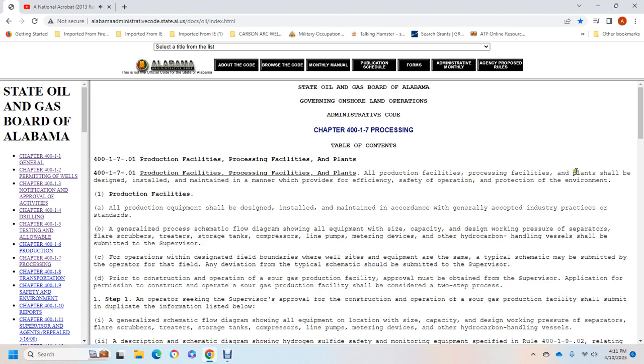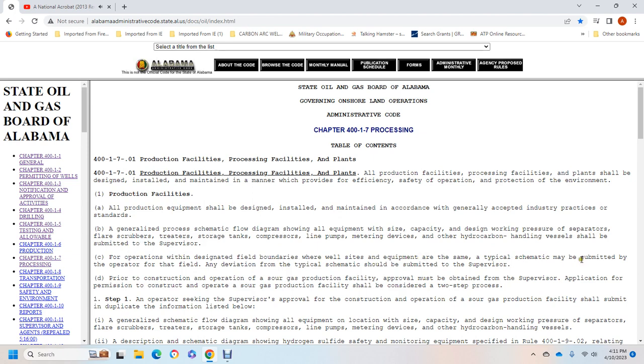All production facility and processing facility plants shall be designed, installed, maintained, and managed to provide sufficient safety, operation, and protection of the environment. All production equipment shall be designed and installed in accordance with generally accepted industry practice and standards. A general process schematic flow diagram showing all equipment with size, capacity, working pressure, separators, flare, scrubbers, treaters, storage tanks, compressors, line pumps, metering devices, and other hydrocarbon handling vessels should be submitted to the supervisor for operations within the designated field boundaries, showing well-site equipment.